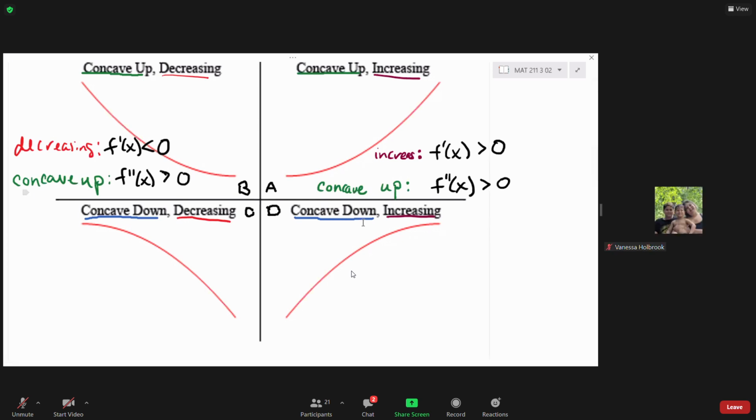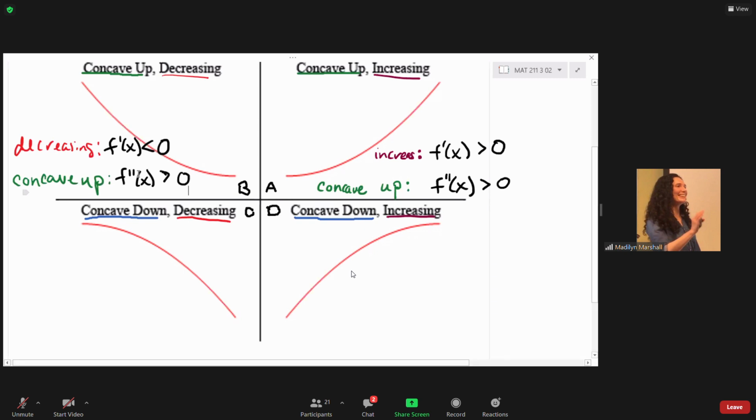So that one was the third choice on there. So decreasing means the first derivative is less than 0. Concave up means the second derivative is greater than 0, sorry. Concave up means the second derivative is greater than 0. Okay, so we're gonna keep practicing on these.